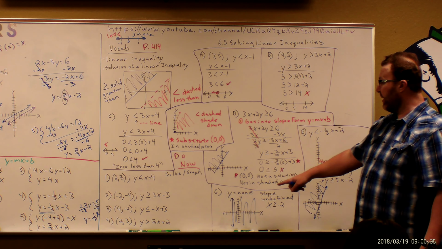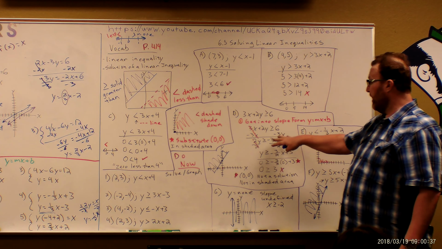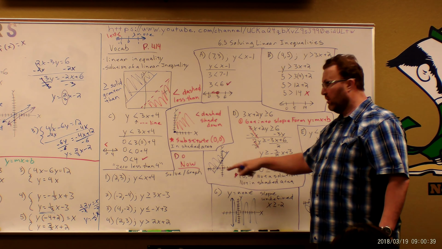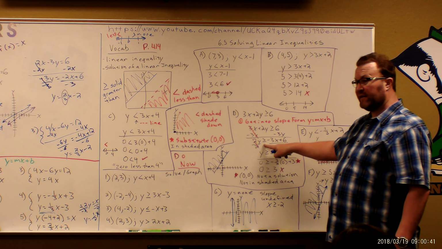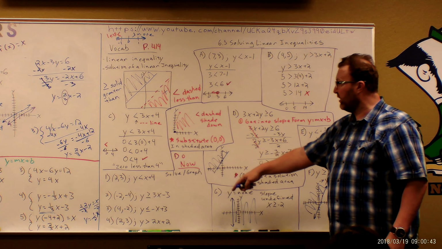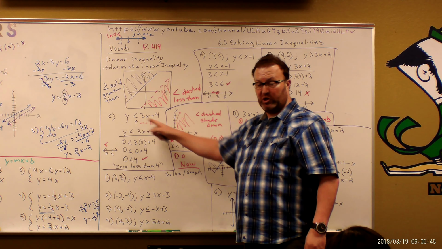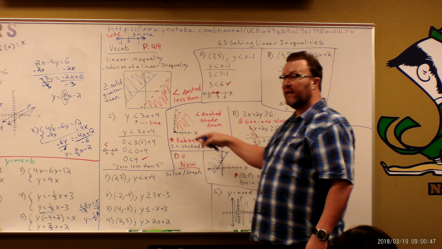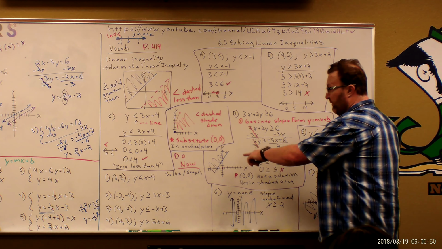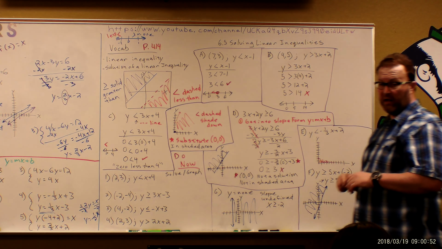So when you don't have an ordered pair, you're using 0, 0. You're getting it in slope form. You're graphing it out. If it's less than or equal to, or greater than or equal to, it's a solid line. If it's just greater than, it's a dashed line. And once again, if it's less than, shade down. If it's greater than, shade up. Are we clear?